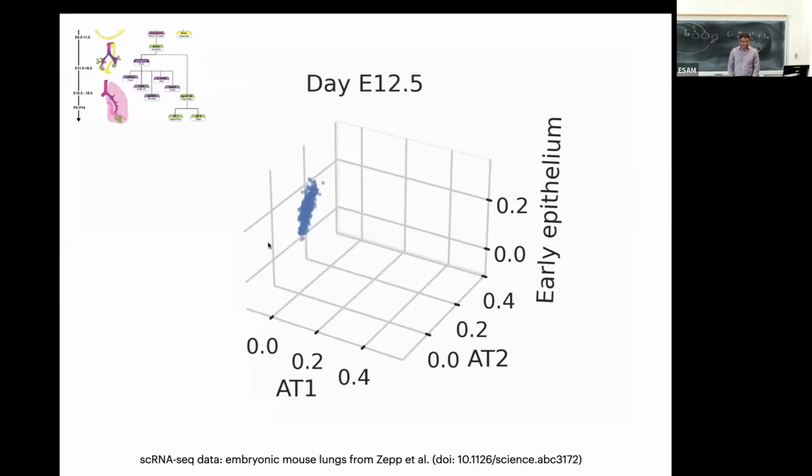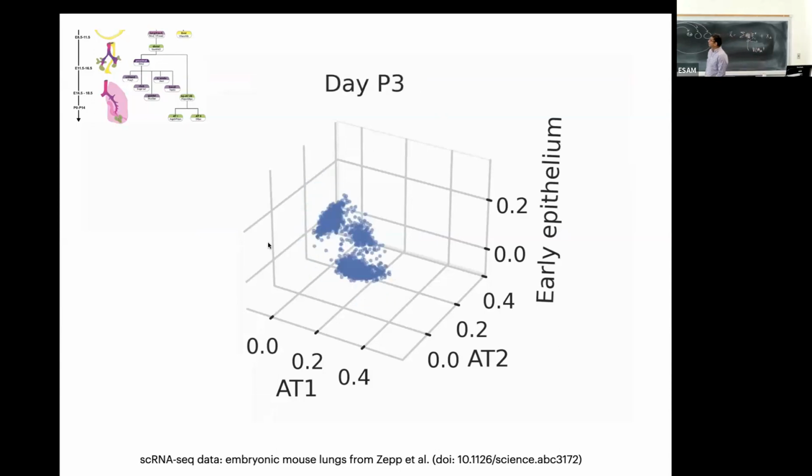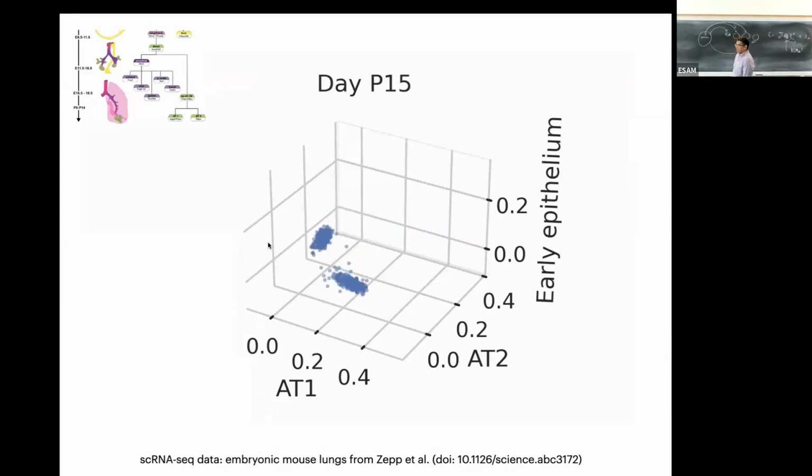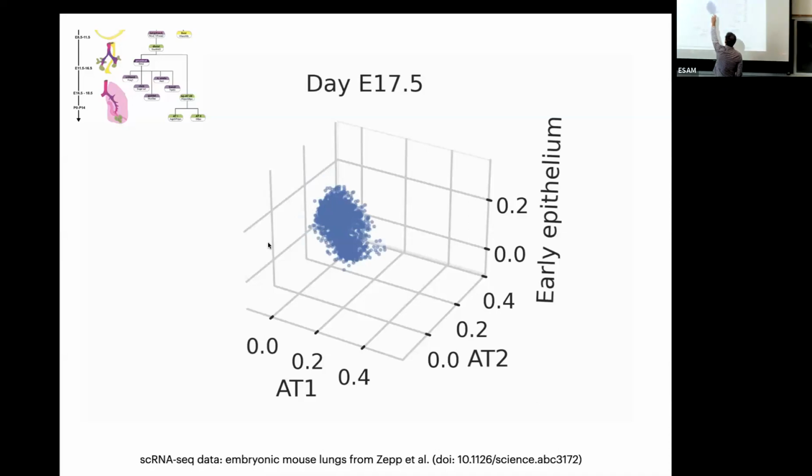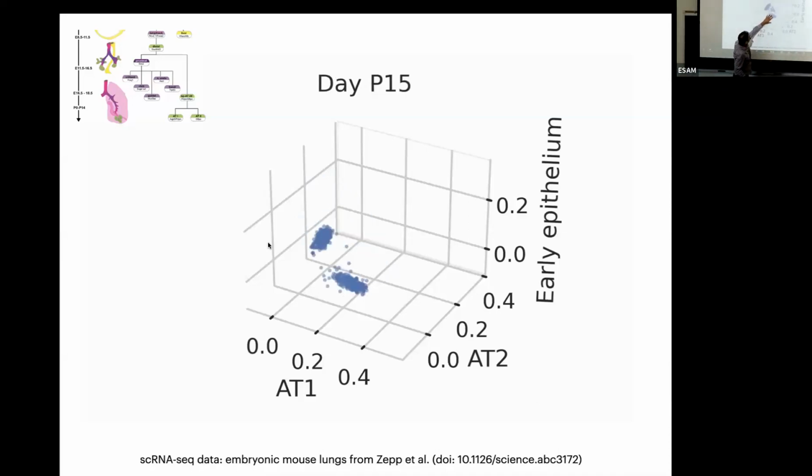So this is basically, instead of diffusion maps or UMAPs, how you can watch these embryonic stem cells. The top is early epithelial progenitors, and it's a three-dimensional plot. I can plot this in whatever way you want. What you can see is you start in this cloud, this thing bifurcates, and then you end up with just AT1s and AT2s. So it's this kind of crazy bifurcation.